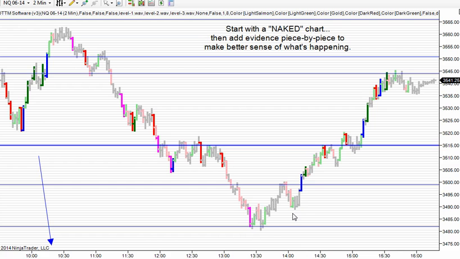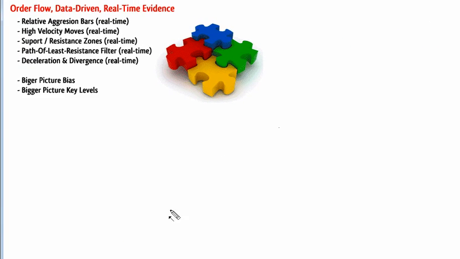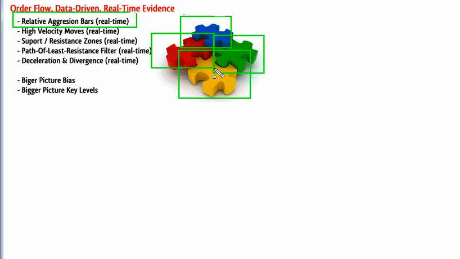I know people that just trade with these relative aggression bars. That's all they look at. But that doesn't have to be all you look at. There are also other pieces of the puzzle, so to speak. The way I like to think about this is that each of these pieces of evidence, like the relative aggression bars we just went over, is a piece of the puzzle. The more pieces that come together, the clearer your image of what's going on is, and the greater your edge.